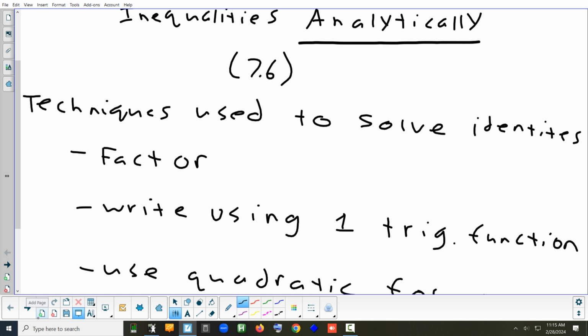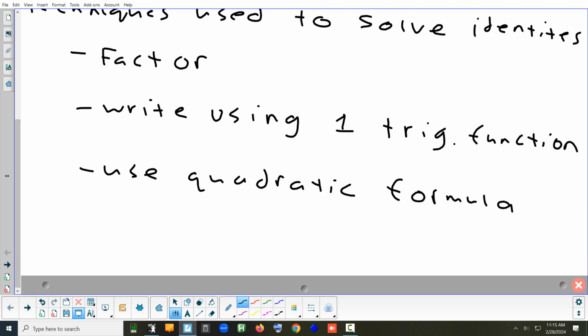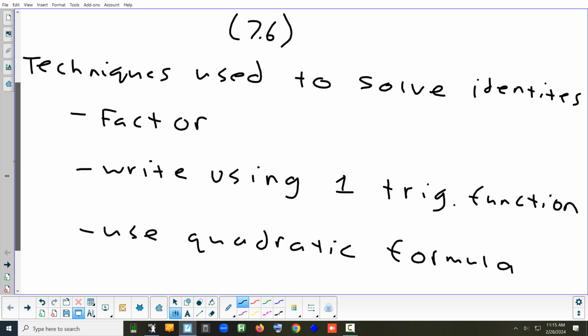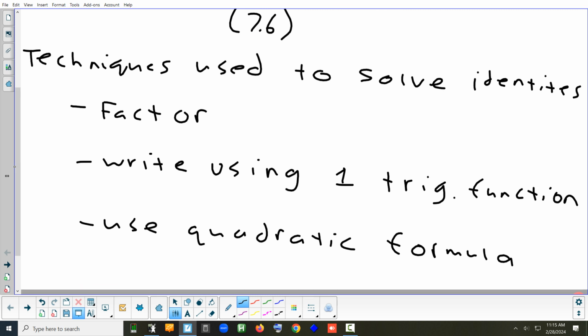I would say the identities that come up most often today are Pythagorean identities and the double angle. Half angle, you're not going to need. Sum and difference, you're not going to need those. Pythagorean and double angle, those come up. Okay. There's not really much more I can tell you other than just trying some examples.